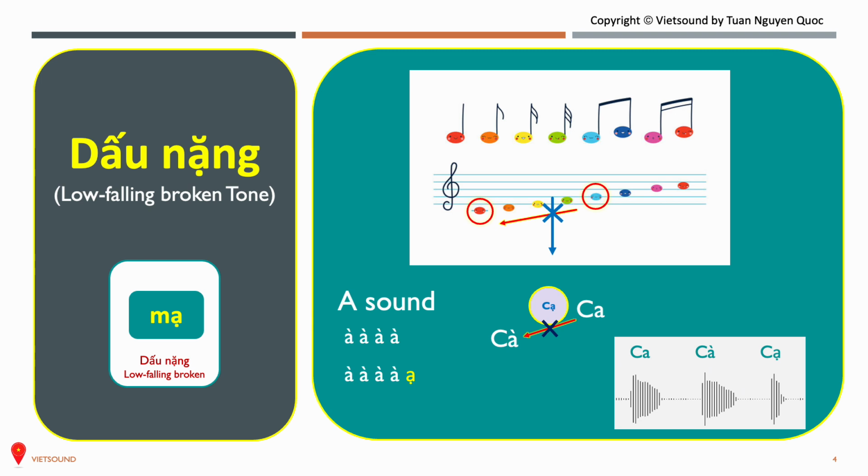You can notice that the word with low falling broken tone is a stop sound, so we can't prolong the word with low falling broken tone. Now let's compare again. Ca, ca, ca, ca, ca, ca.